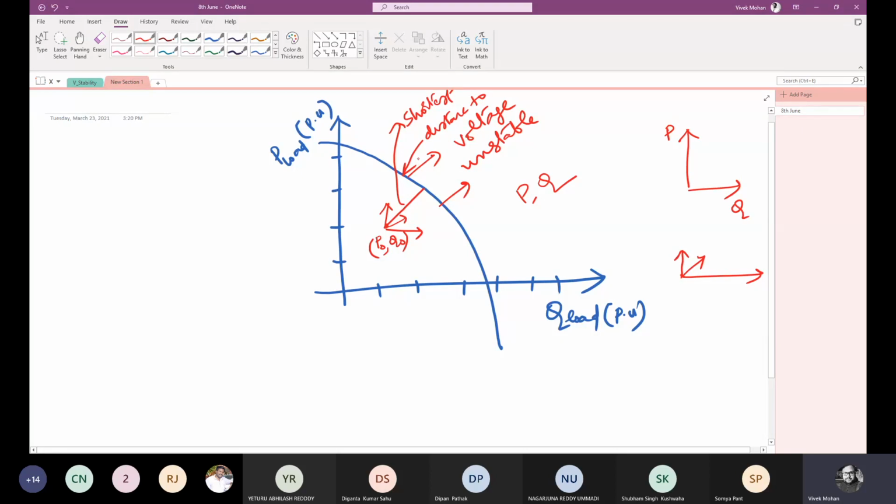Now for that, how will you find it? P0 Q0 is the initial operating condition and load PQ is increased from this point such that it reaches the surface S. Any point on this surface, if subjected to disturbance, will go unstable. The system will go unstable. Okay, one minute, let me erase this.